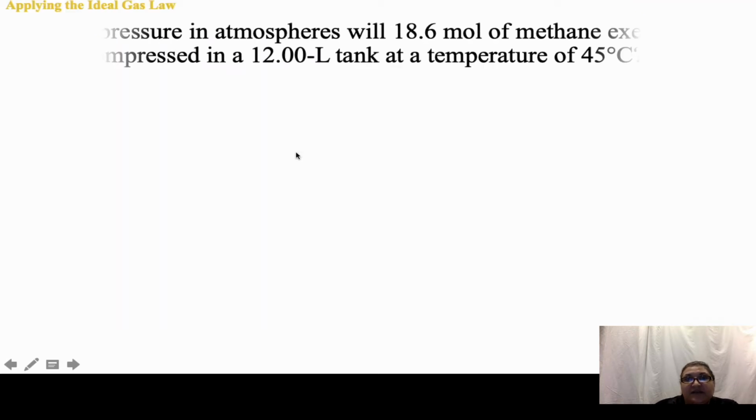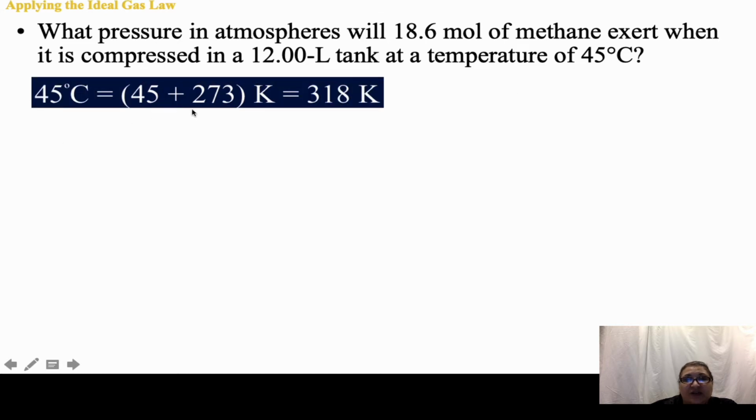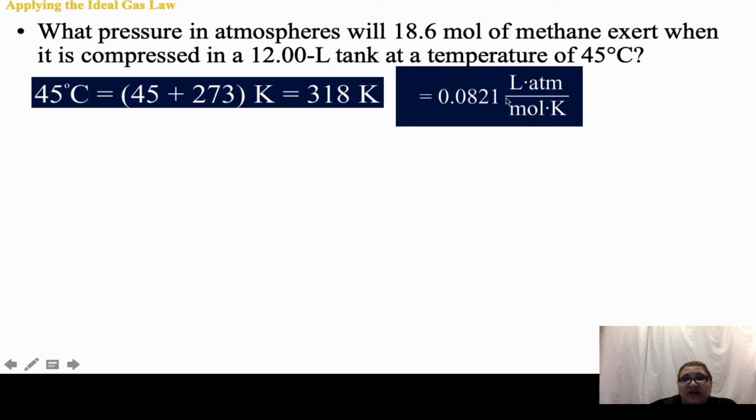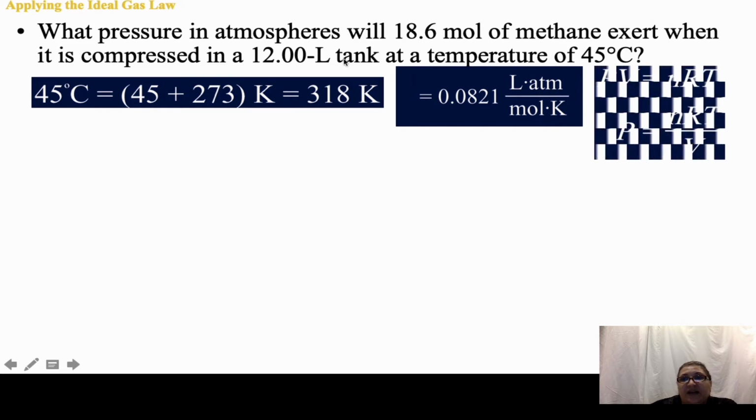This is the first example. What pressure in atmospheres, so I have to convert it, do 18.6 moles of methane exert when it is compressed in a 12-liter tank at a temperature of 45? The first thing we have to do is change the temperature to Kelvin, so we add 273 to 45. And then they want the pressure in atmospheres, so this is our R. The R we use is 0.0821. And that's the formula we're going to use.